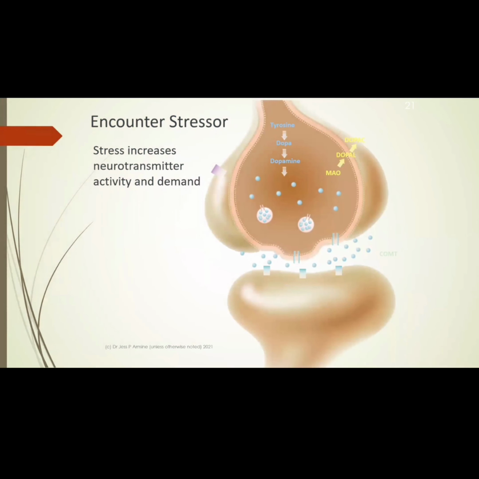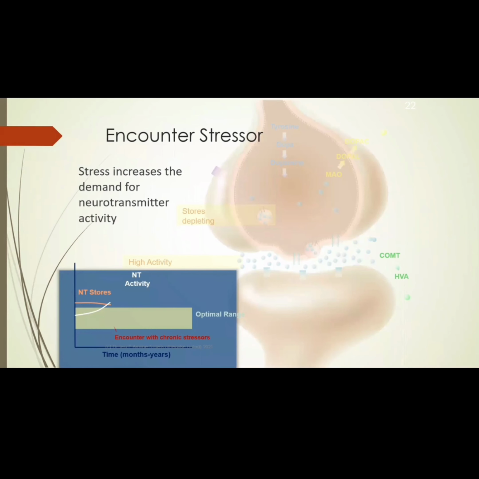Stressor hits, okay? It increases the demand for neurotransmitters. And again, we're just talking dopamine, but just think about all of them. The stores become depleted. Yes, we're producing it, but the stores become depleted. There's a lot of high activity. So the more activity there is, the longer the activity continues, the greater the demand on the neurotransmitter stores. So this is what that would look like when you encounter a stressor, okay?